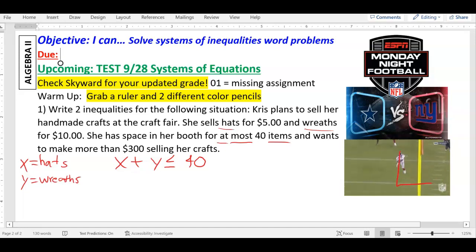Okay, that's my first inequality. Second inequality. We're going to start throwing money on this. So it says she wants to make more than 300 bucks. Okay, so what would I put in front of X to start turning it into money? What are hats worth in this situation? 5. So what do I put in front of X? 5. So next inequality, 5X plus, and what's the Y value? $10 for wreaths, so 10Y.